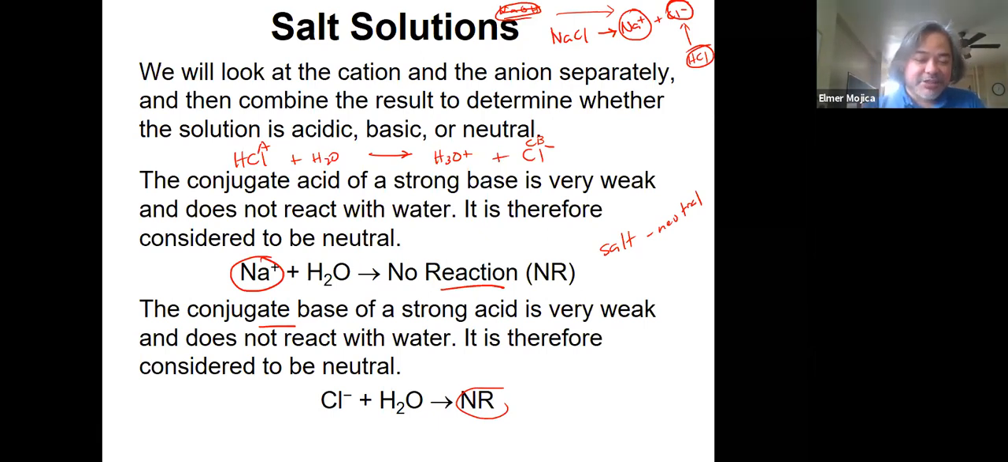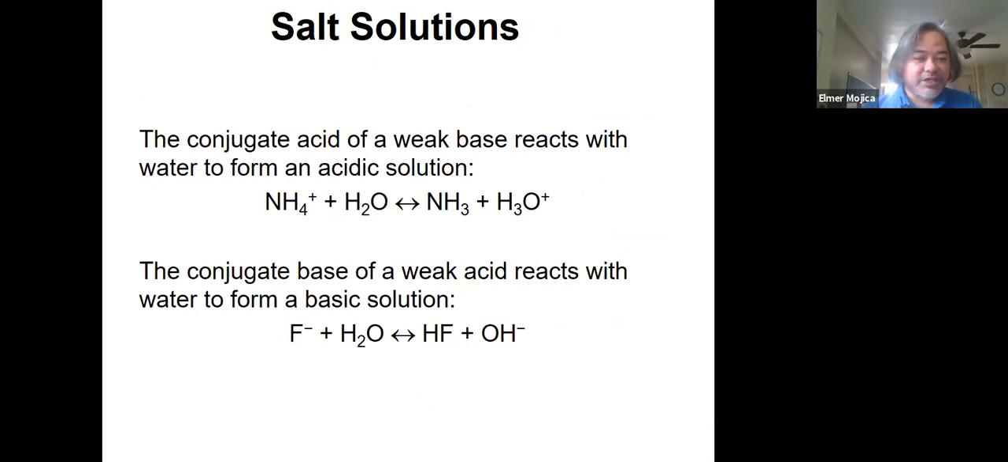So let's have another salt. How about if you have ammonium fluoride? So what can you say about the ammonium fluoride? Both of them are what? The conjugate acid of a weak base, and the conjugate base of a weak acid. So both of them will undergo hydrolysis.